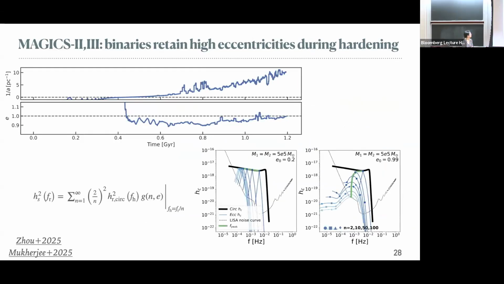This is basically showing some eccentricity evolution. Some of the systems that merge very fast actually retain a very high eccentricity after pairing. This is when the pairing happens, when the binary becomes a bound binary, and this is the eccentricity evolution.